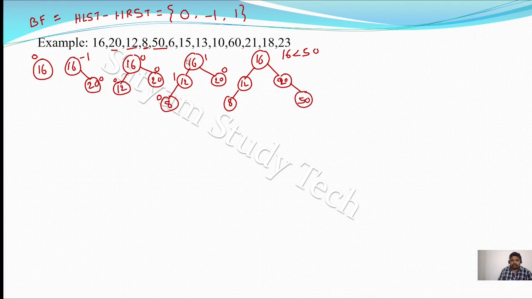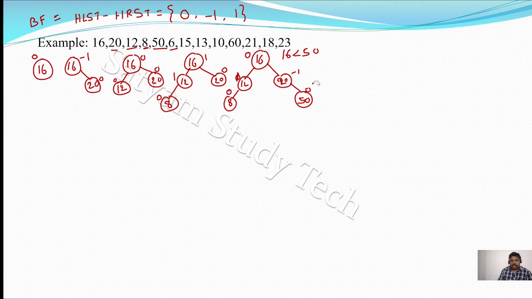Again, after adding 50 you have to calculate the balance factor. It is 0 here, minus 1 here, and 1 here. Here it is 0, because you can see the left subtree is 2 and the right subtree is 2. So it is 0, and it is balanced.